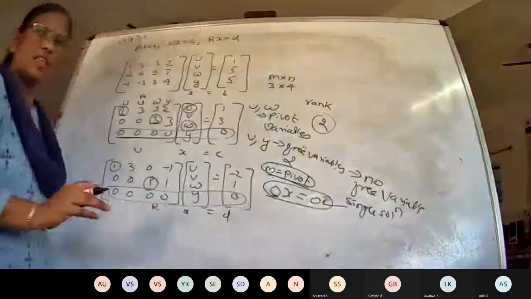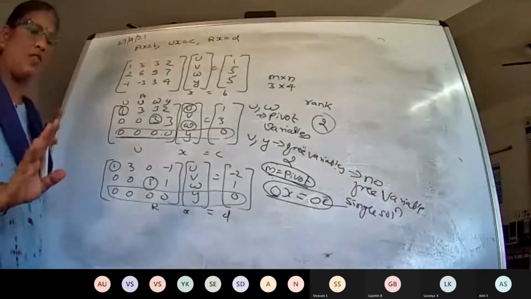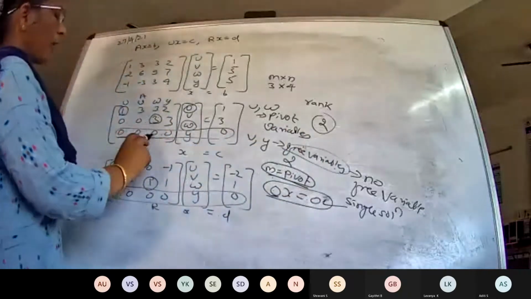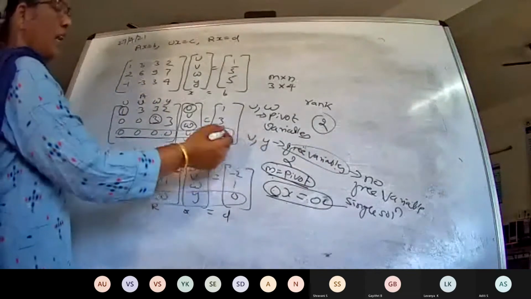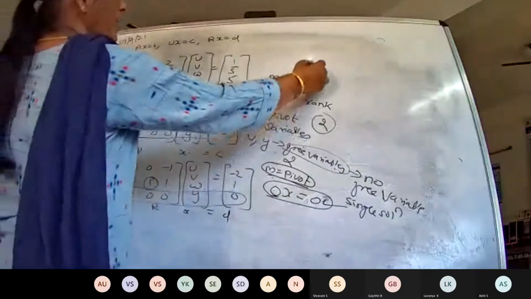You will have only a single, unique solution. You can solve the system, but there is only one solution. If you get free variables, like if you get any rows of all zeros, then the sum of the free variables will be present. So what will be the number of free variables?